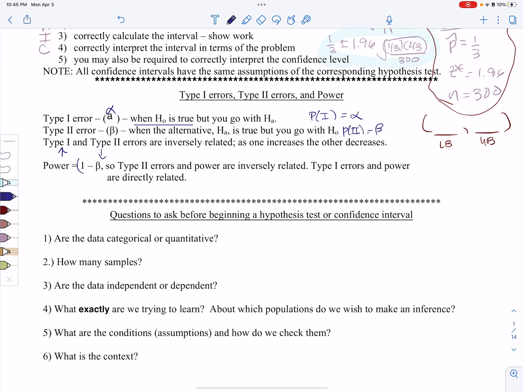But power is 1 minus beta, so as type 1 goes up, power goes up, and type 2 goes down. You will not be required to calculate type 2. You may be required to calculate power given your beta. It will give you a beta.